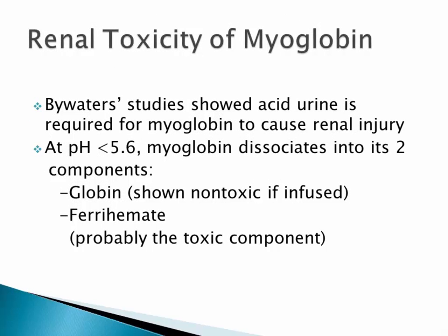Bywaters, again, the gentleman I mentioned earlier that was the first in the English language to describe the crush syndrome, further did some post-mortem studies on the people who died. In his microscopic examination of the kidneys, he discovered debris and casts of a brownish pigment that he later identified as myoglobin. Basically, Bywaters' studies showed that acid urine is required for the myoglobin to cause renal injury. So at a pH of less than 5.6, myoglobin dissociates into its two components: globin, which we believe is non-toxic, and ferrihemate, which is the true toxic component.